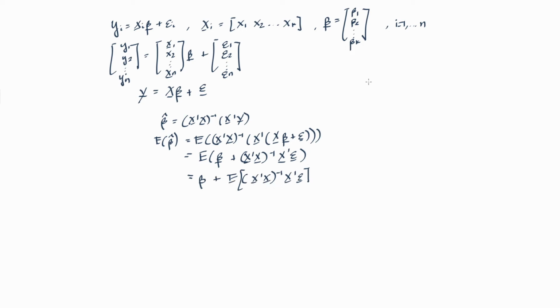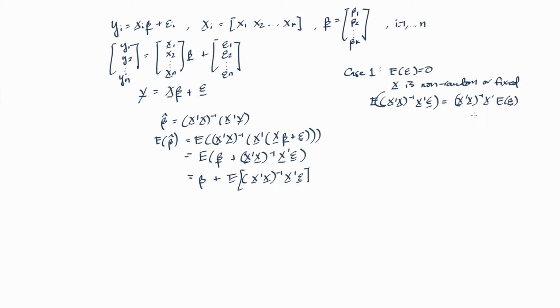We have several cases. Case 1, assume that the expected value of epsilon is equal to 0 and that X is non-random or fixed. If that is so, then X is also a constant, giving us the expected value of (X prime X) inverse X prime epsilon to be (X prime X) inverse X prime times the expected value of epsilon, which is equal to 0. So this thing here will be 0.